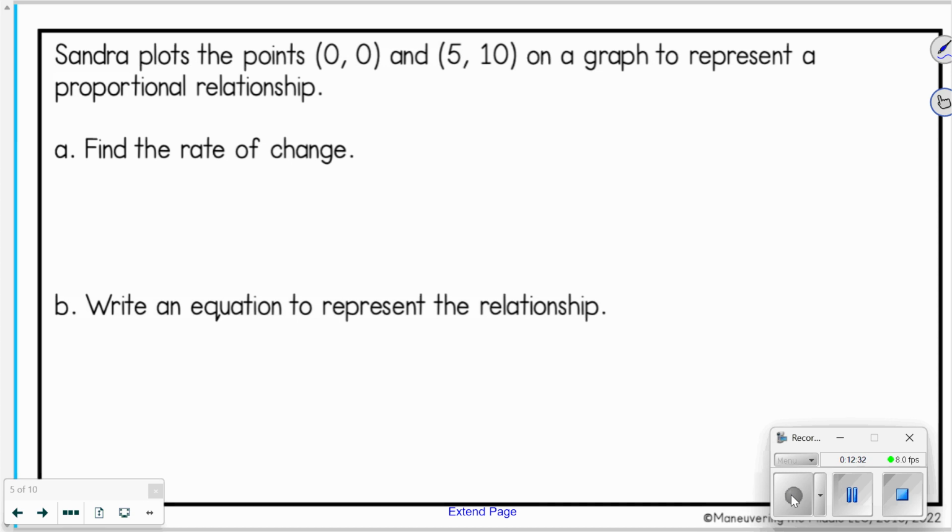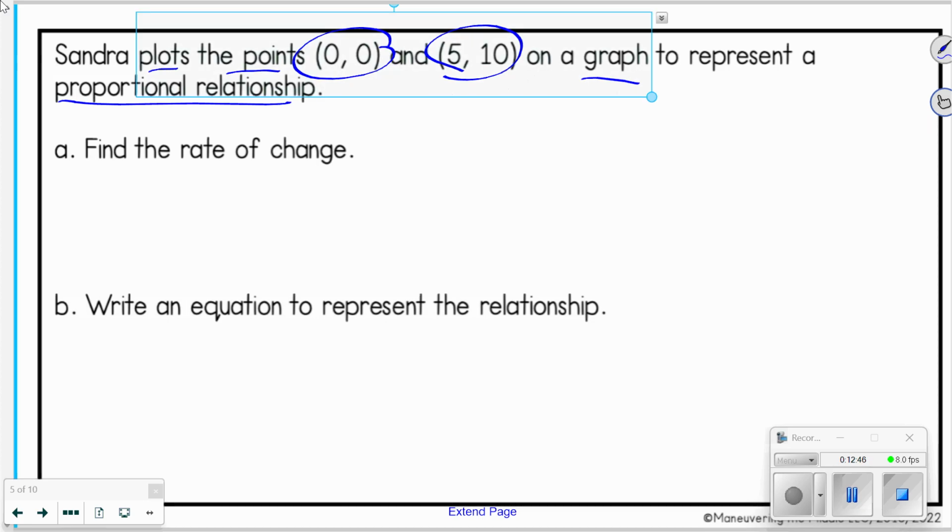Sandra plots the points 0, 0, and 5, 10 on a graph to represent a proportional relationship. So they've told you it's proportional, but the points themselves should have told you that because you know it's going through the origin, right? So find the rate of change. Can I use 0, 0 to find the rate of change? No, because that gives me a 0 in my denominator. Mathematically, we haven't figured that out. We don't know how to take something and make it nothing. So mathematically, that's an impossible concept.